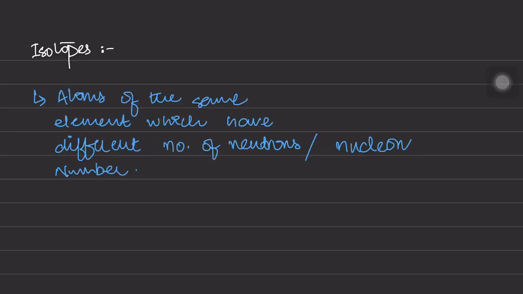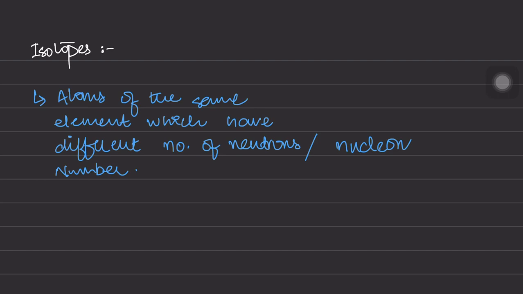Next up we're going to talk about isotopes. I'm sure you already know what isotopes are from your chemistry lessons, but we're just going to go over this anyway. Isotopes are atoms of the same element which have a different number of neutrons, or different nucleon numbers.